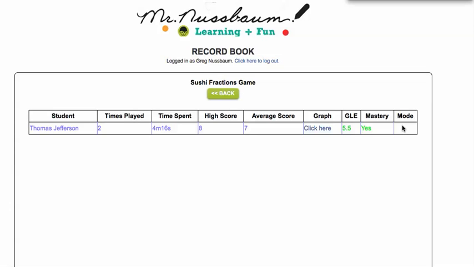So anyway, this is one of the ways in which data is collected on Mr. Nussbaum Extend Total Access Math. The grade level equivalency and the mastery statistics are new. I built these to sort of give teachers clarity on where their students are with respect to the skills that are reinforced in the games. Anyway, hopefully that helps.